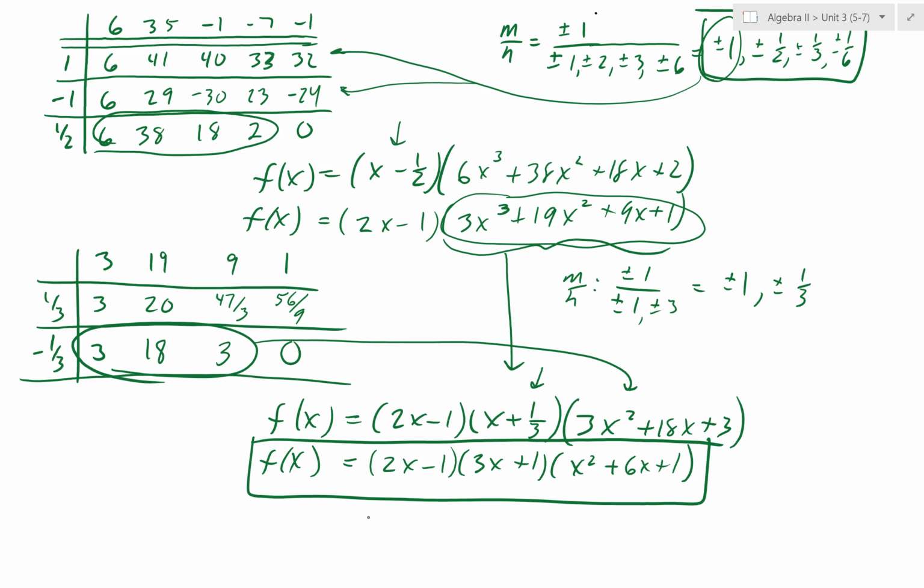Okay? We got a rational 0 out of this, that's x equals 1/2. We got a rational 0 out of this, that's x equals negative 1/3. Okay? So those are the only rational zeros because this other quadratic is not factorable. So we've actually finished the problem.